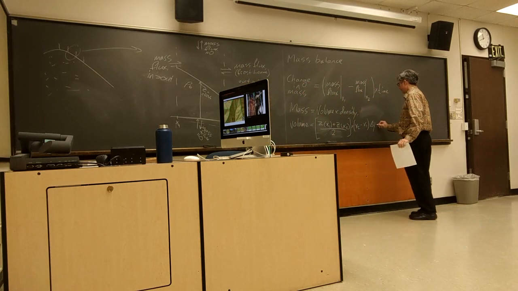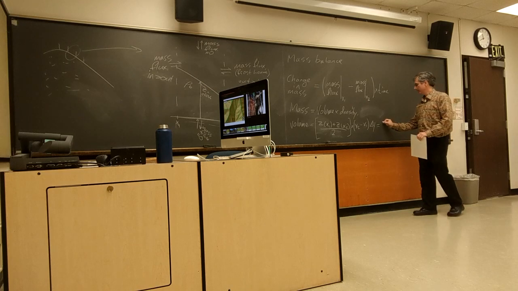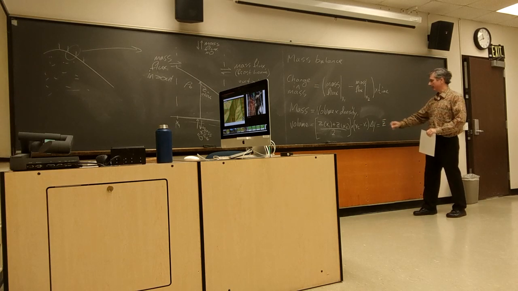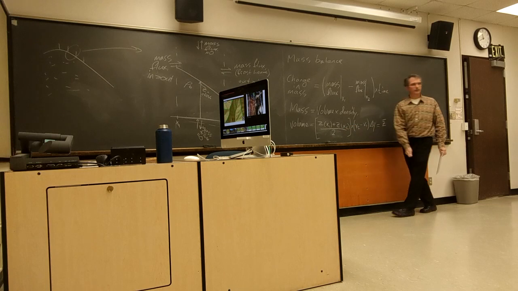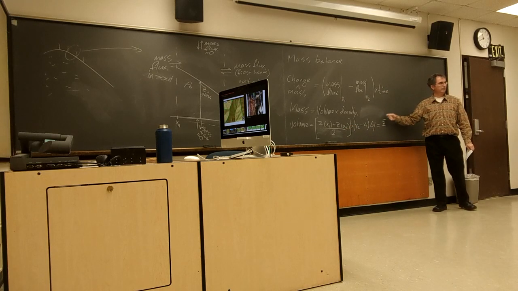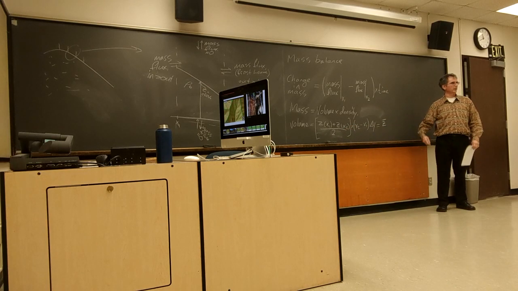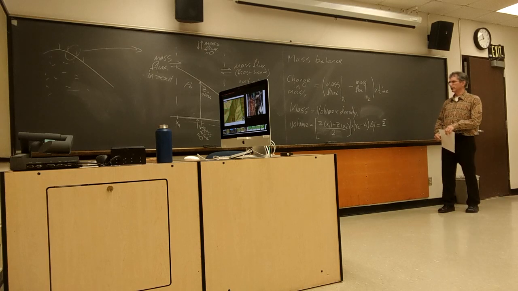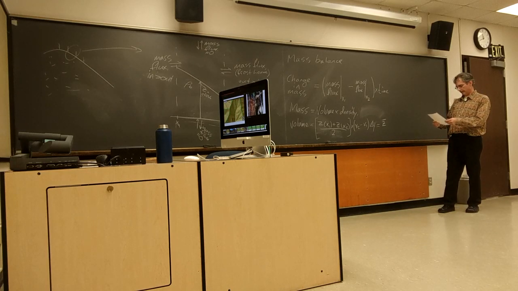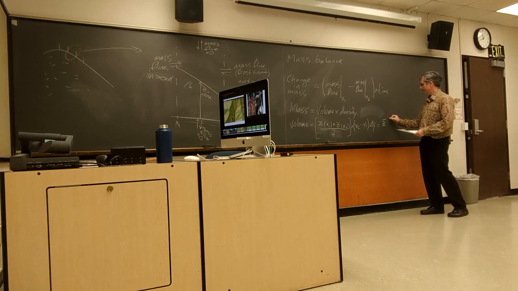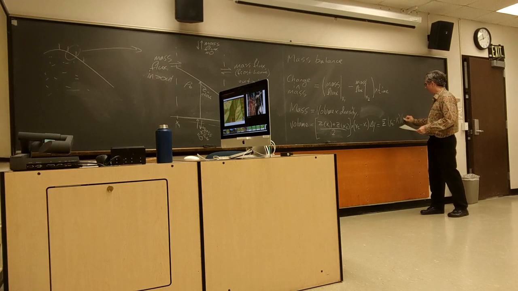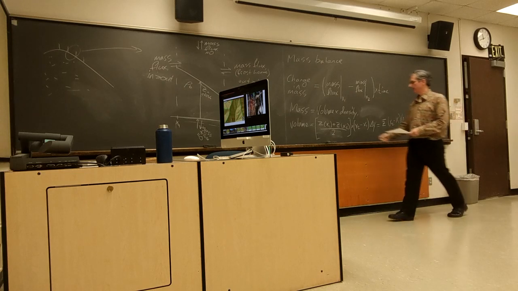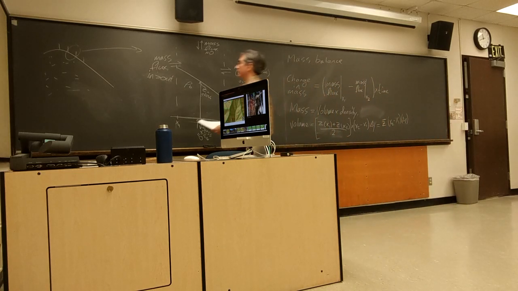Just for convenience, I'll go ahead and call this mess over here just the average elevation with an overbar. With an overbar, just indicating that's the average elevation in the box. And yeah, I'll just leave it at that for now. All right.